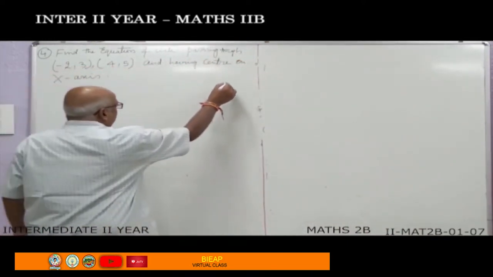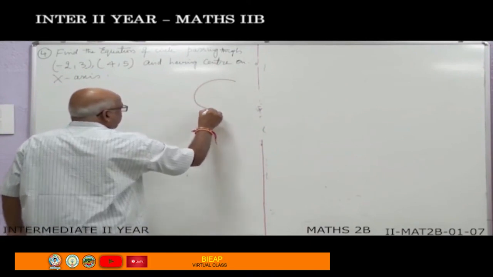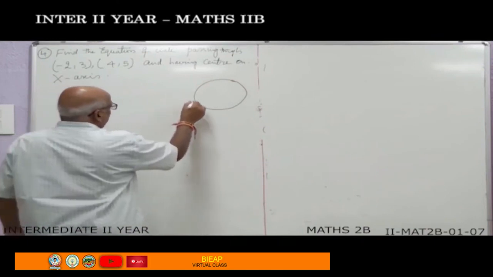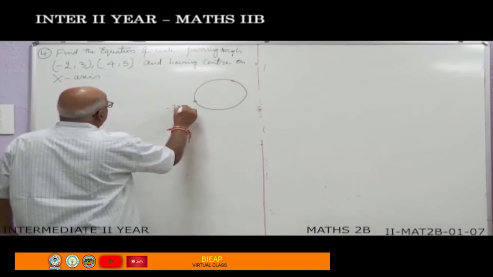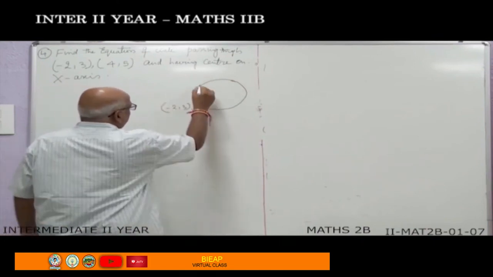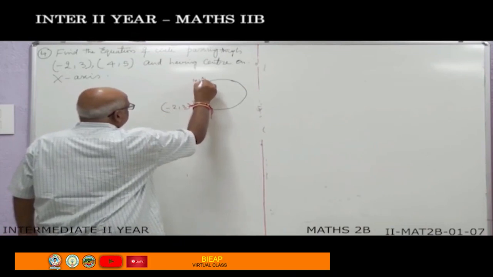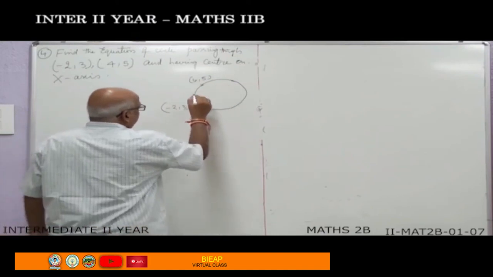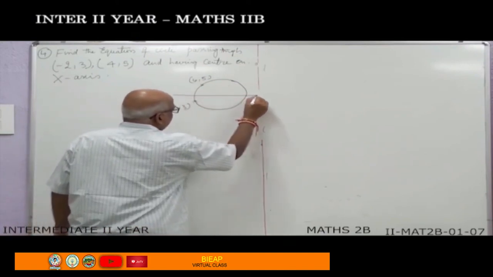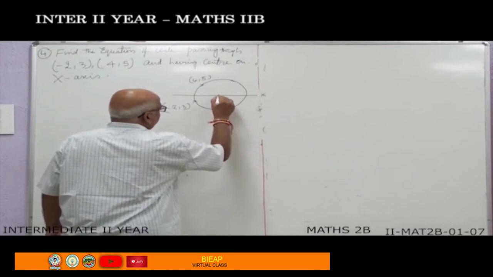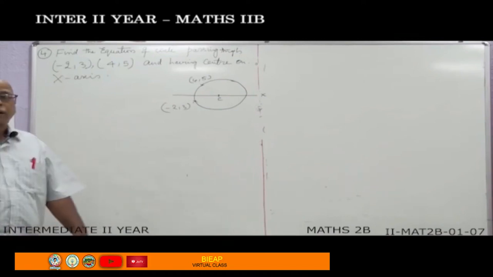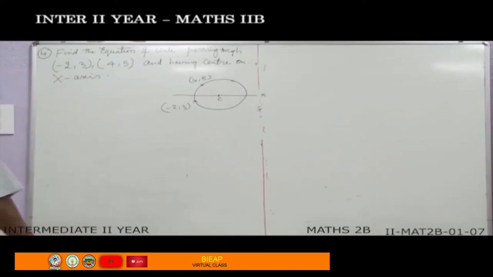Here, let us draw the diagram. Two points, minus 2, 3 and another one, 4, 5. And its center, let us say this is x-axis. Center is lying on x-axis. Then what is its equation? That is the main problem.